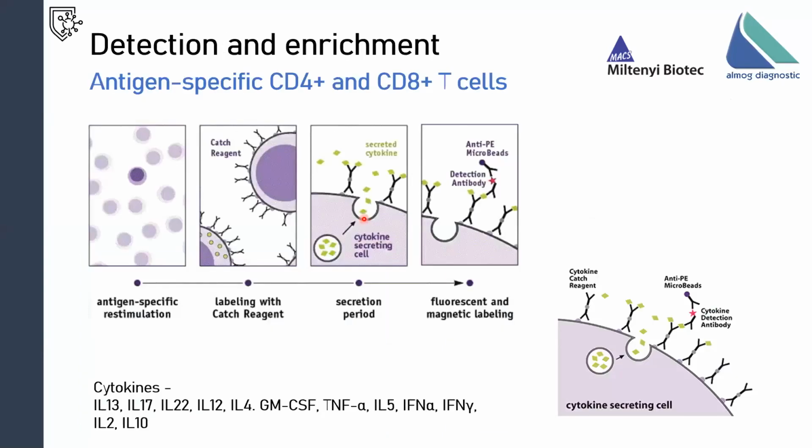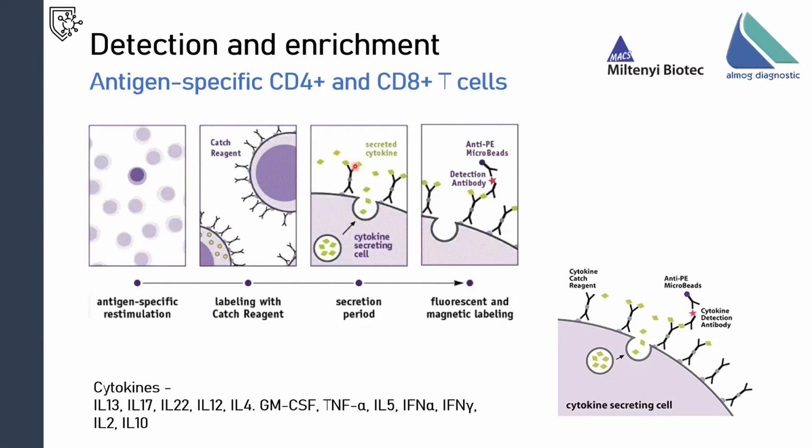Now, you want to perform a detection of this process. You actually isolated your cells and you stimulated them, and now you want to see the response. Now, the response is actually the cytokine secretion. So you can either enrich and detect, or only detect those cytokines. So if you want to enrich and detect, you have the antigen-specific restimulation, and then you are labeling the cells. You have this two-headed antibody, where one side is attached to those cells, and the other side of the antibody is ready to catch the secreted cytokine from the cell because of the activation.